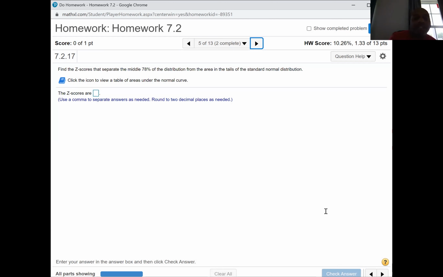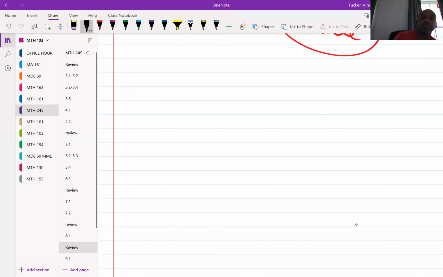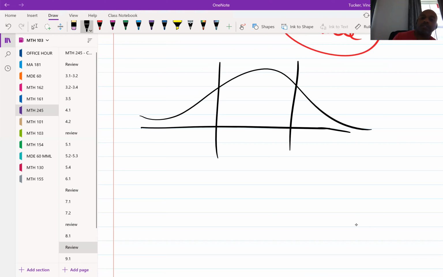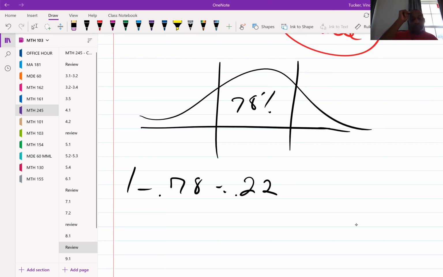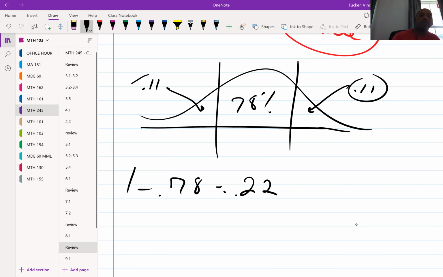But here, find the z-scores that separate the middle 78% of the distribution. Okay, not a problem. So we have our z-score, and we know 78% of our data is in the middle. So we need to take that and do 1 minus 0.78 and then divide that by 2. So that's 0.22. And that means I'm going to have 0.11 over here and 0.11 over here because it's the middle 78%. And we want the z-scores that correspond to both of those data values that split up your data in this fashion.